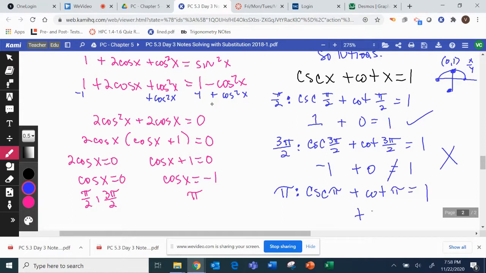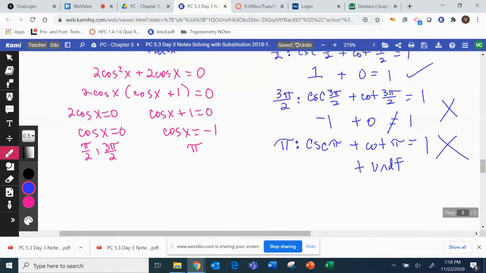And then pi, so we're going to do cosecant pi plus cotangent pi has to equal 1. Well, cotangent at pi is undefined, so this equation cannot happen. So this would also be not a solution. So my only answer would be pi over 2.